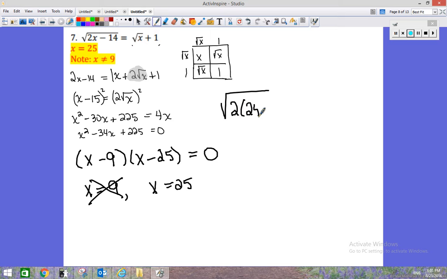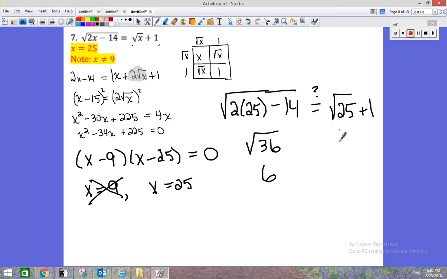2 times 25 minus 14. The question is, will that be equal to radical 25 plus 1? So we've got 50 minus 14. Well, that's 36, and the square root of 36 is 6. And over here, we have 5 plus 1, and that's 6. So those are equal to each other. So this is in the solution set. This one was extraneous, but this one satisfies the original equation.